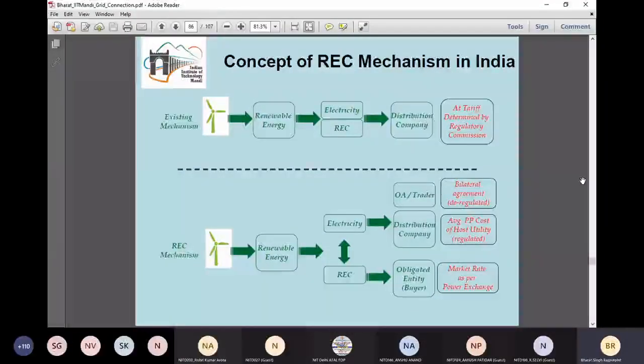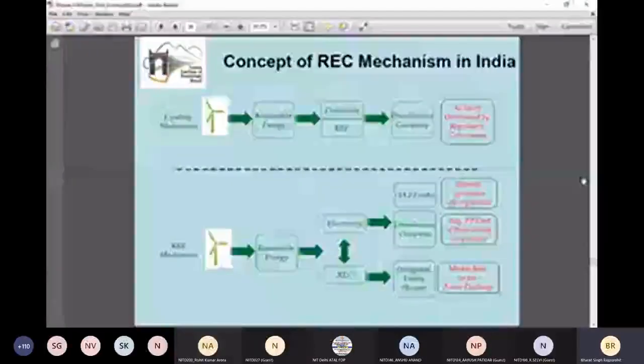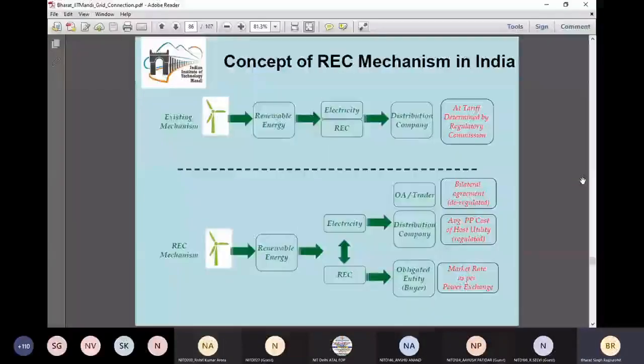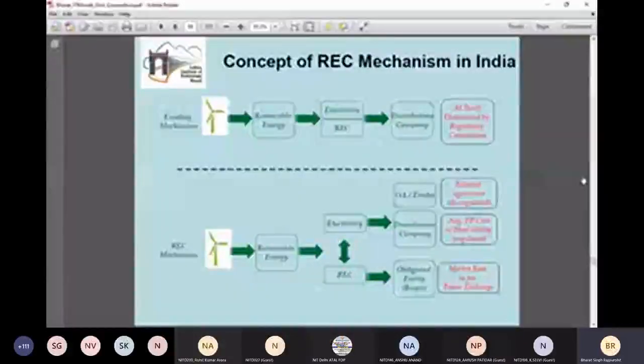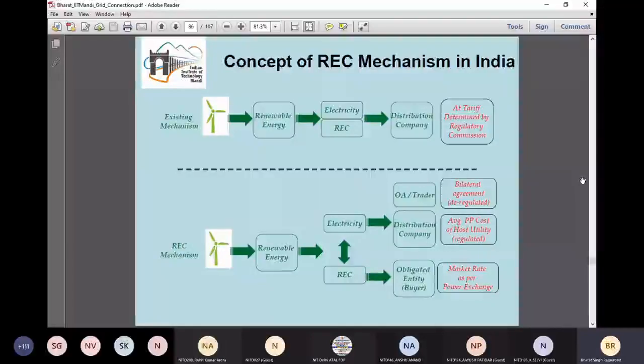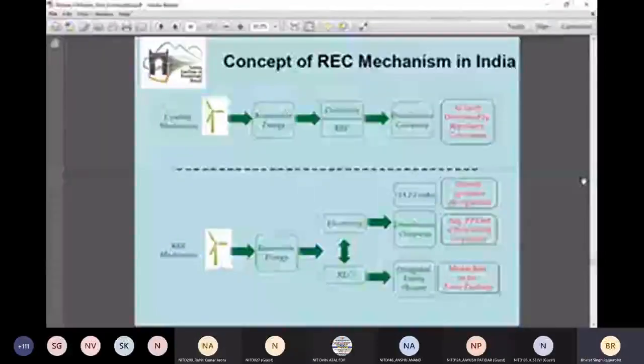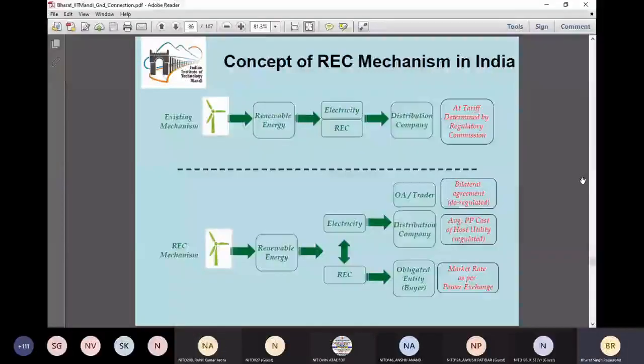The electricity part is now sold or traded in a bilateral contract mechanism, or it is now being fed to the distribution company, and the remuneration, rather than preferential tariff, is based on the average power purchase cost of the host utility of the previous financial year. It means in the previous financial year, based on the different types of sources, whatever the average power purchase cost of the previous year was, it is now given to the renewable energy in this financial year.